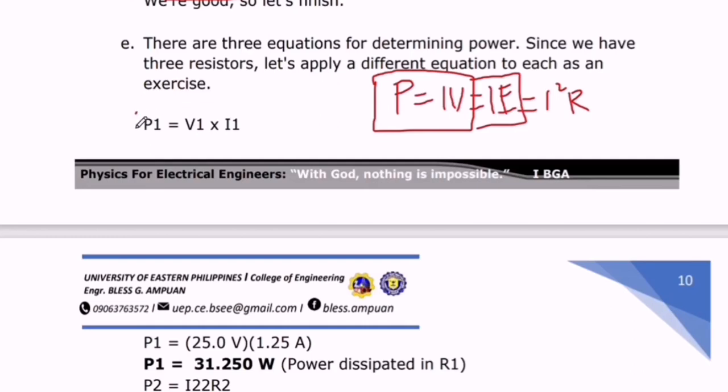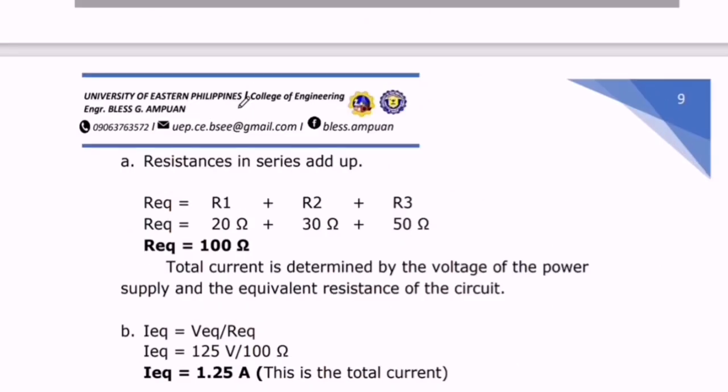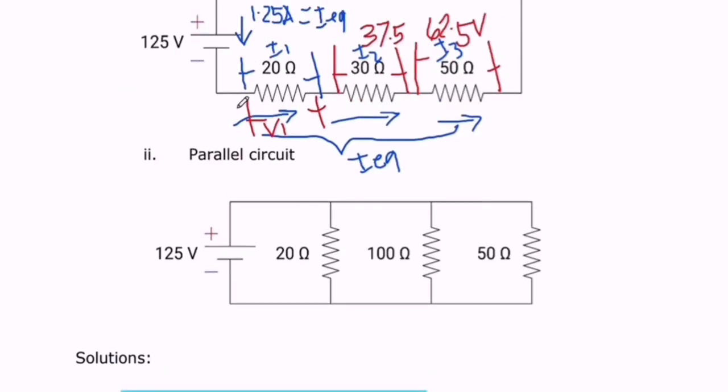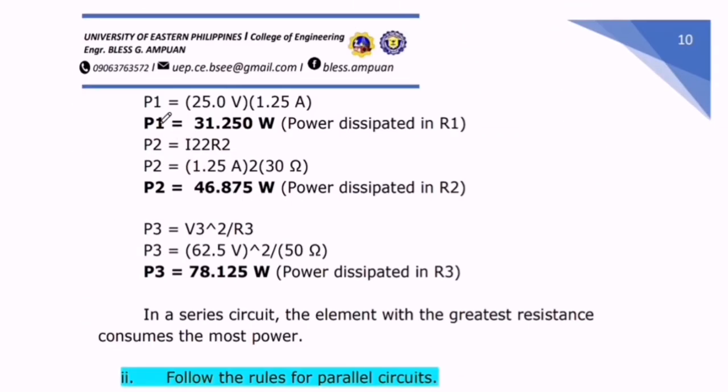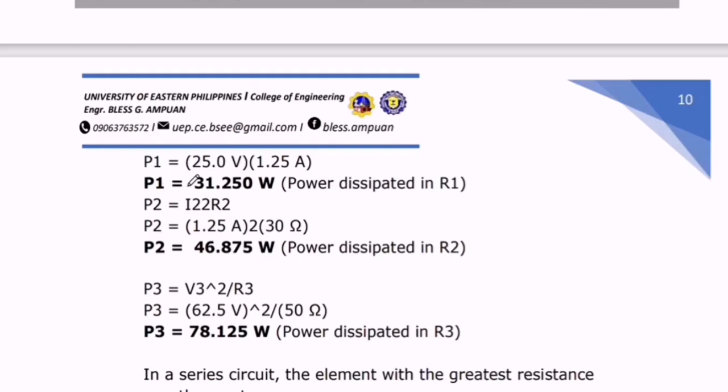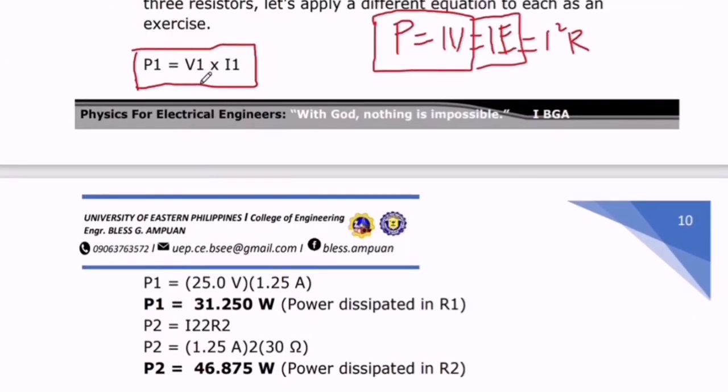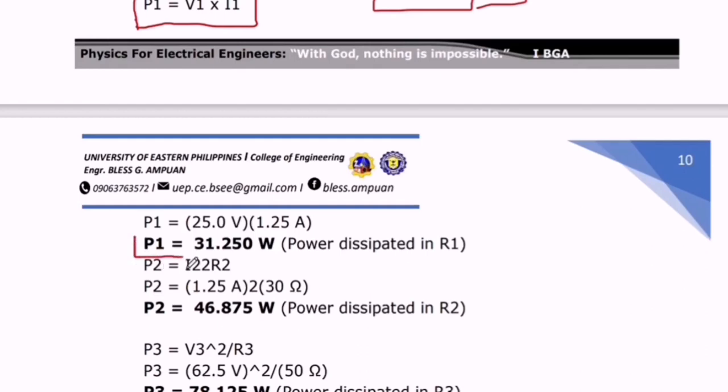So to solve for P sub 1, the power dissipated in our first resistor, the problem asks what would be the power dissipated here. P sub 1 is equal to 25, because voltage V sub 1 is 25 volts, times I sub 1, which is 1.25. Just simple multiplication, P sub 1 is equal to 31.25 watts. So this is the power dissipated in R sub 1.